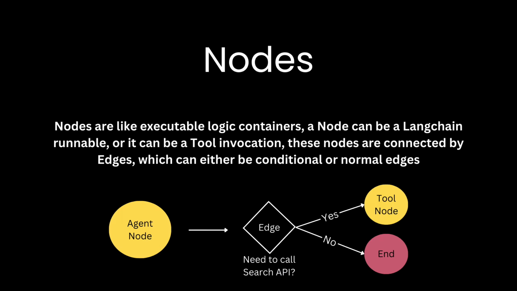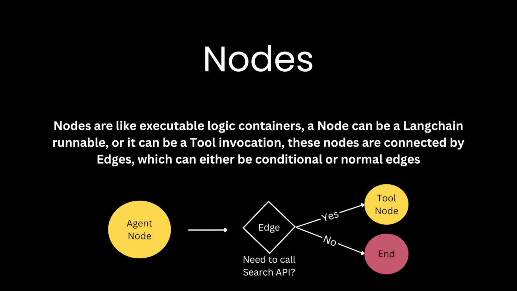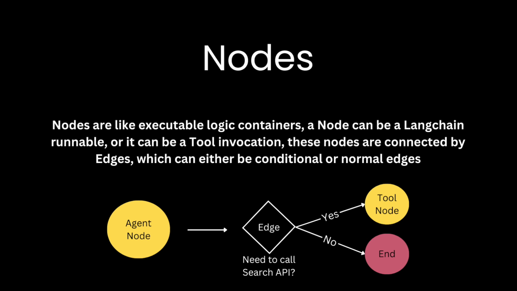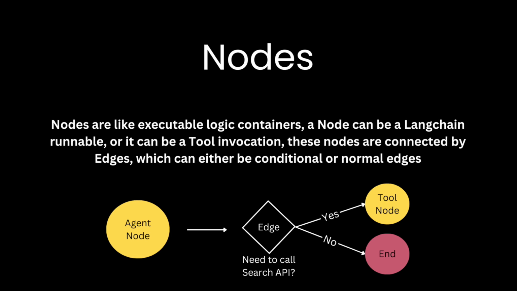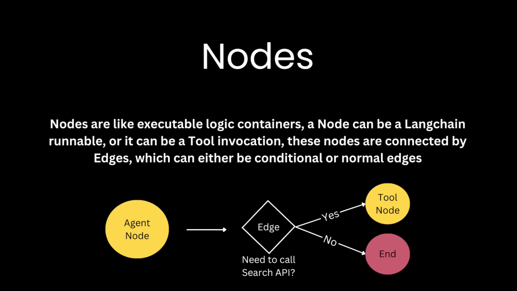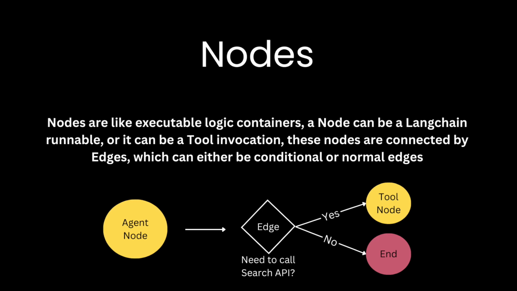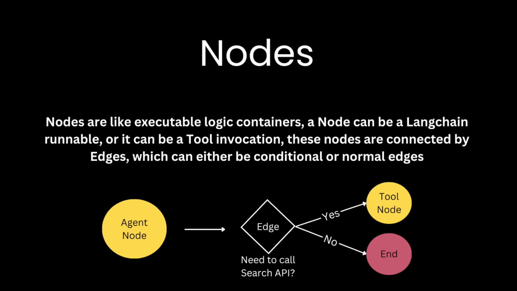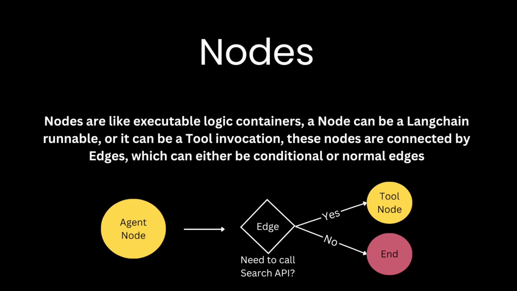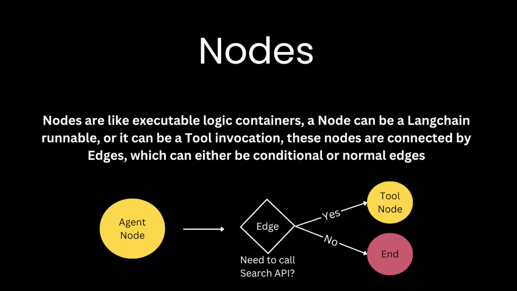The next concept is the concept of nodes. Nodes represent either an executable function or an agent runnable. So this could be your agent interacting with a tool, or it could be your agent just simply using the LLM model to generate some sort of text. That represents a node. And I'm going to show you in the example that we're going to be building out what different nodes could look like.